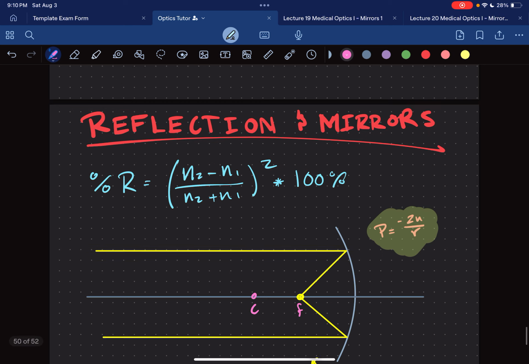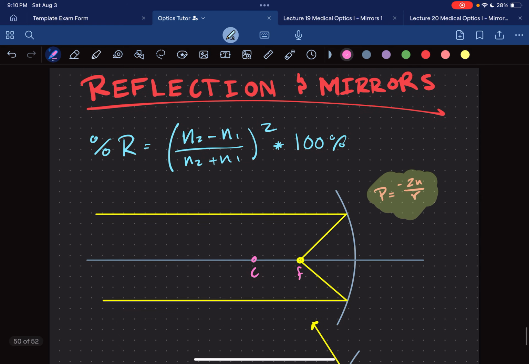But anyways, reflections and mirrors. One of the equations that he wanted us to memorize was this big one, which is basically the percentage of light that's going to be reflected off a given surface. You just plug and chug to get the answer. Cool, that's what that is. And there was one more thing I forgot to write in here.